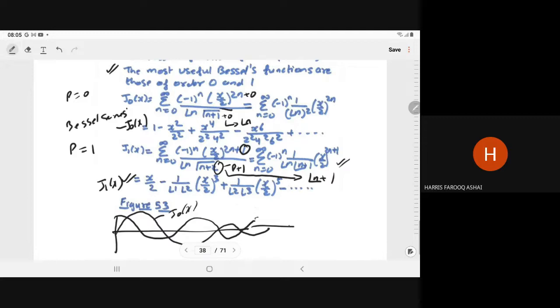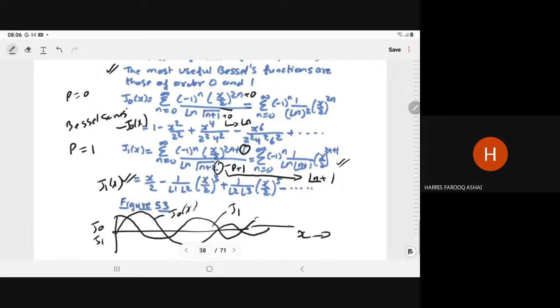From the graph of J1 and J0, we can observe that first of all both are oscillatory. Then both are damping, meaning the amplitude decreases as x increases. On this side we have x, and here we have the value of J0 or J1. Let's say this is the graph of J1.